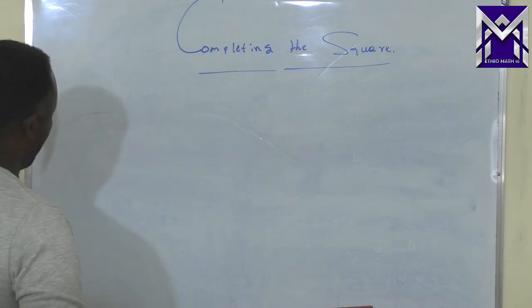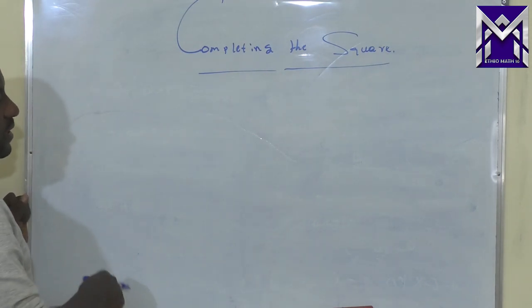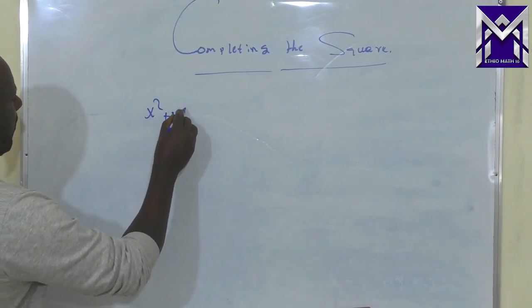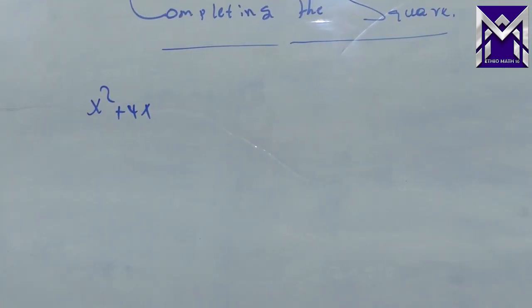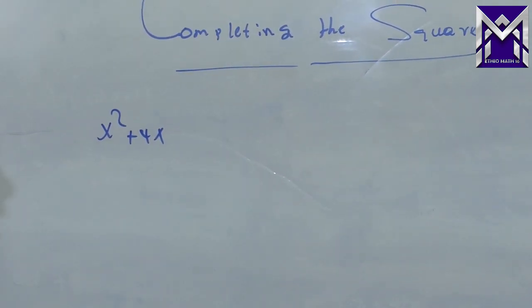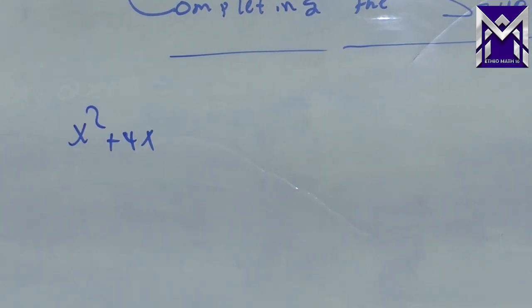First of all, completing the square. To explain it, let me use a different problem, for example x squared plus 4x. Here, by the completing the square method, I will show you how we are going to describe this with completing the square.